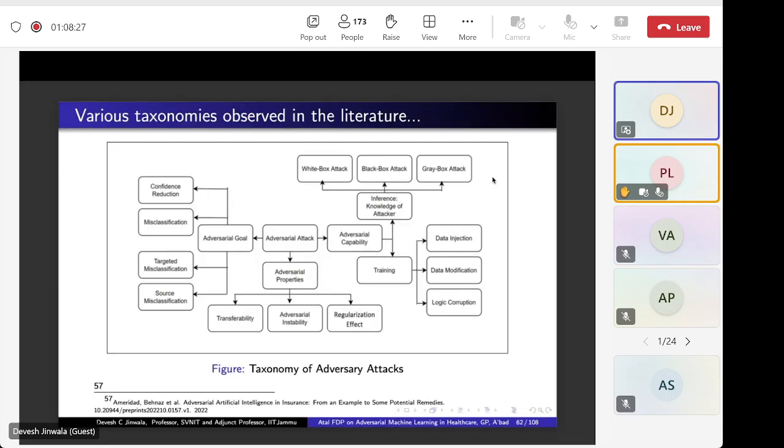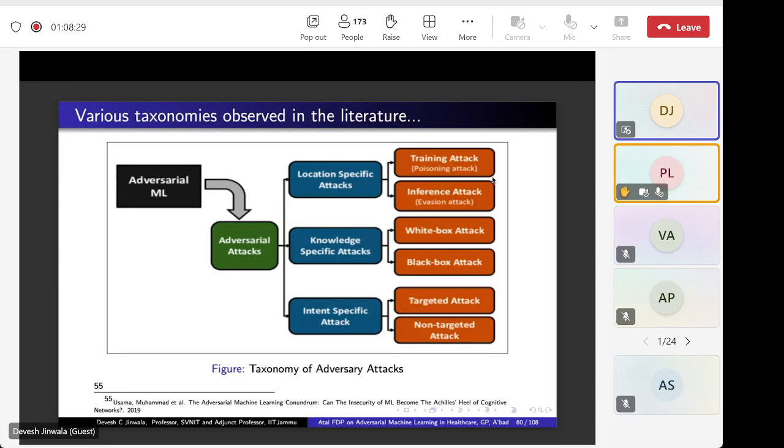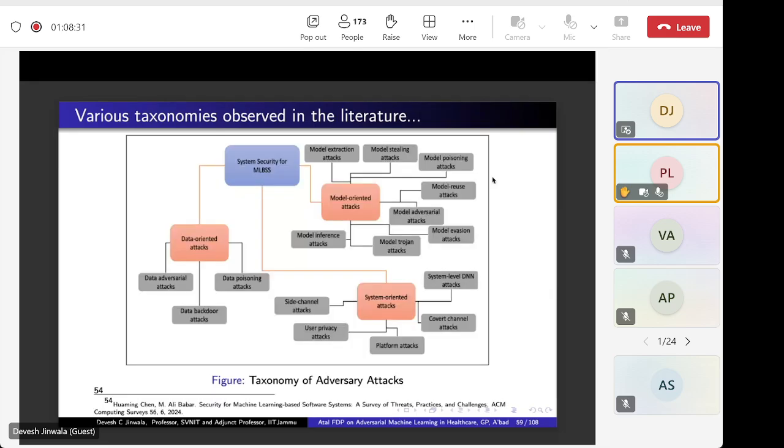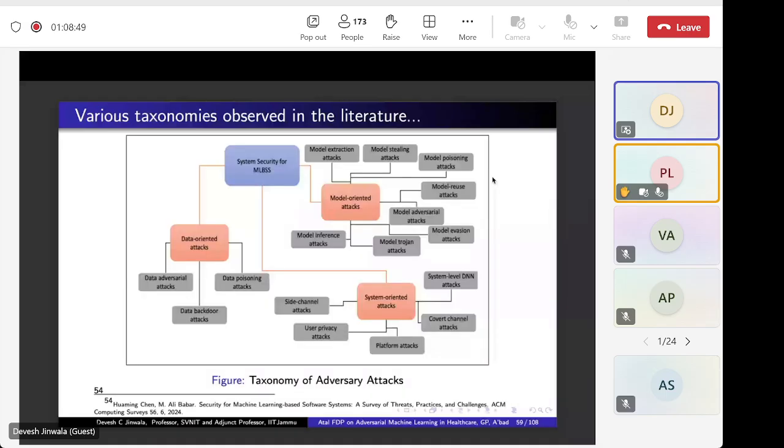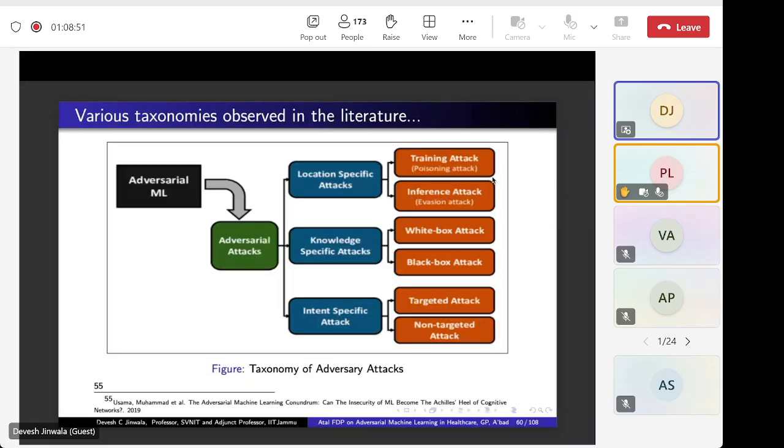If you look at these diagrams, the taxonomy or different ways to understand the attacks, I'm deliberately showing a different number of papers to talk about how attacks have been studied. The title of all of them is the same, Taxonomy of Adversary Attacks. But these taxonomies revolve around what I just explained: adversarial attacks based on the knowledge which the adversary has, which gives rise to what is known as white box or black box.